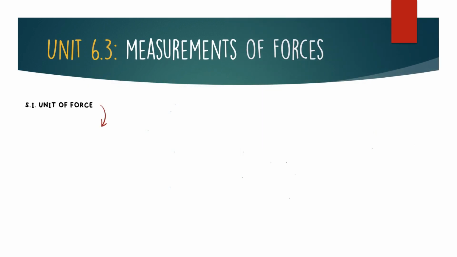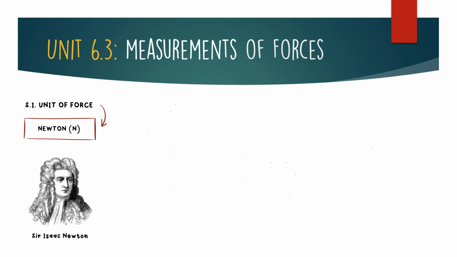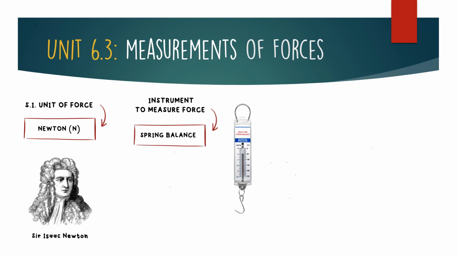The SI unit of force is Newton. It has a symbol of capital letter N. It is named after an English scientist known as Sir Isaac Newton. We can use a spring balance to measure force. This spring balance has both grams and newtons on its scale. This is because grams and newton can easily be converted into each other. 1 kilogram is equivalent to 10 newton.